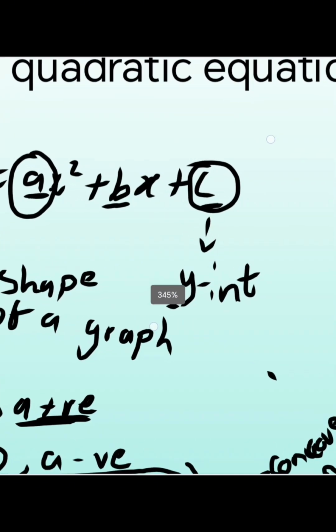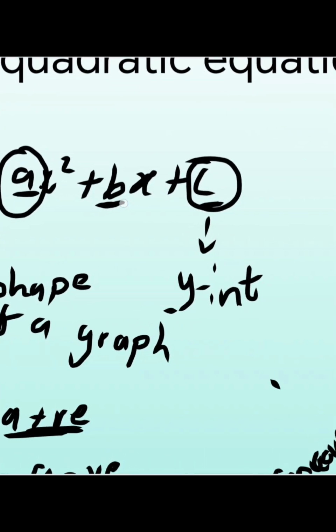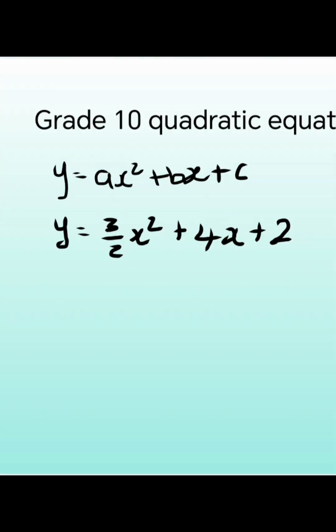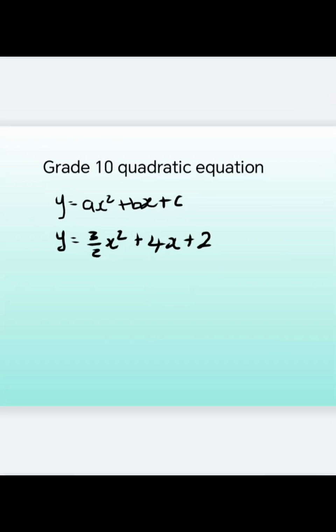So now, your B is the one that determines the factors of your graph. You will understand it much better when we are plotting the graph and giving examples of a graph. So my example to you is 3/2x² plus 4x plus 2. So this is my example to you as a grade 10 equation.